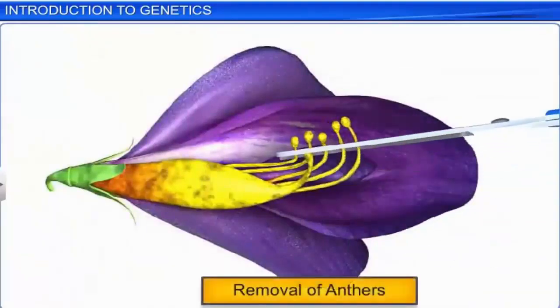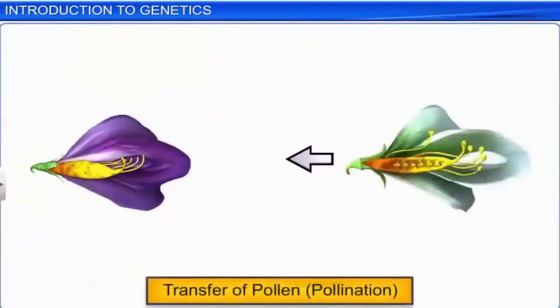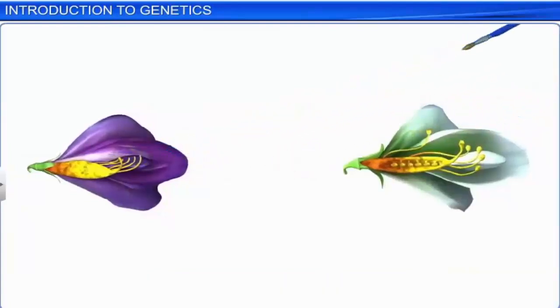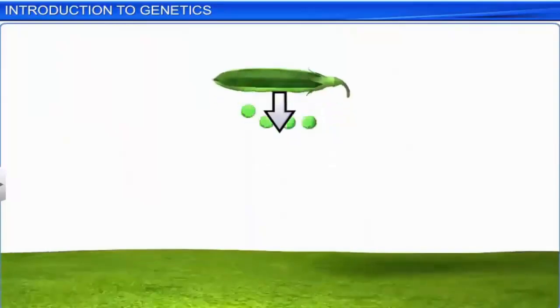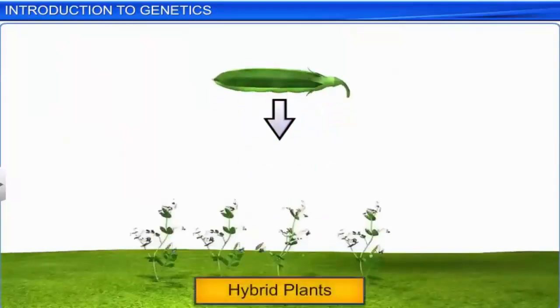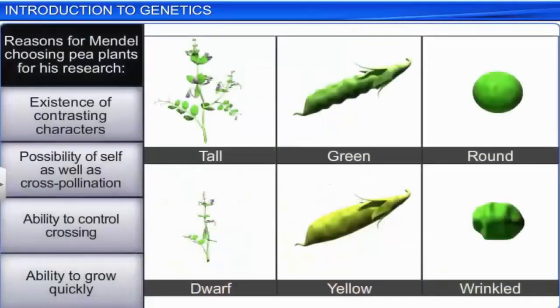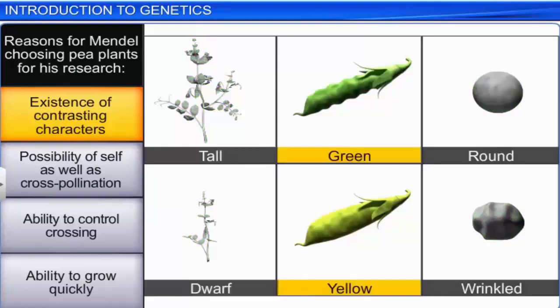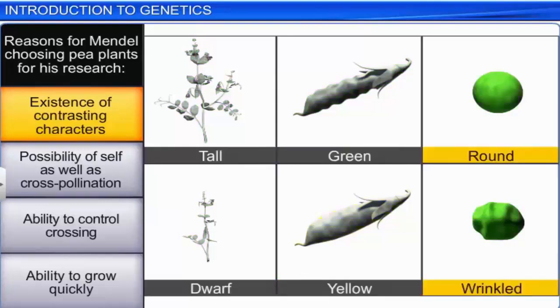Hybridization is the process of crossing two individuals differing in at least one character, resulting in a hybrid individual. The reason for Mendel choosing common pea plants for his research was that the plant had various contrasting characters, such as length of the plant, color of the pod, and shape of the seed, that were visible to the naked eye.